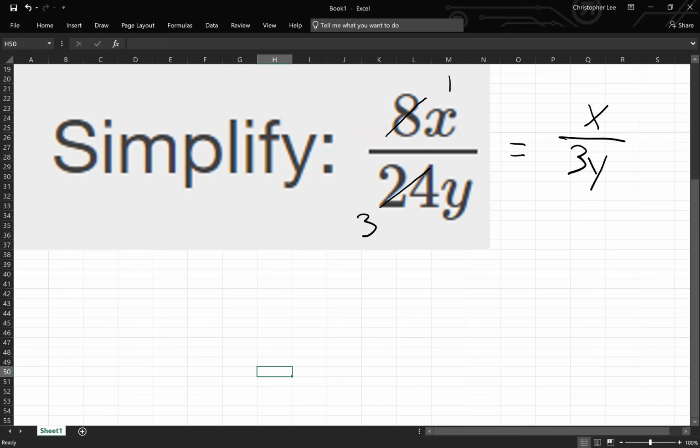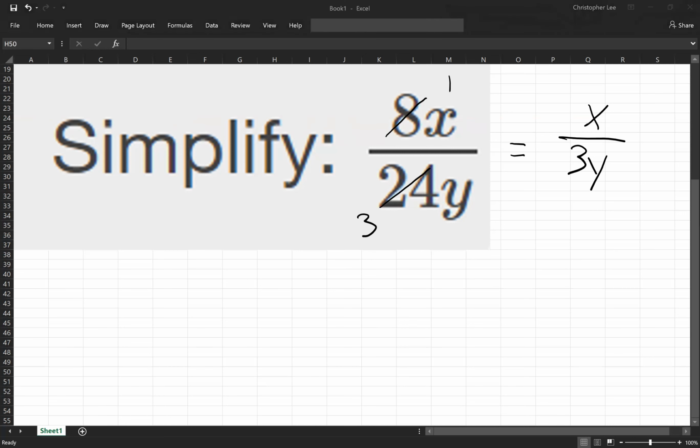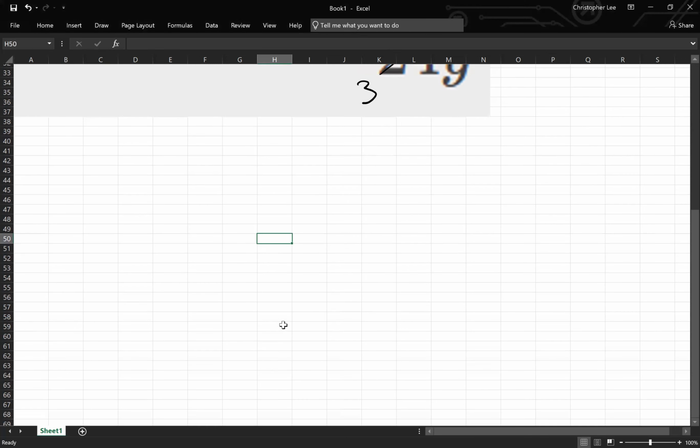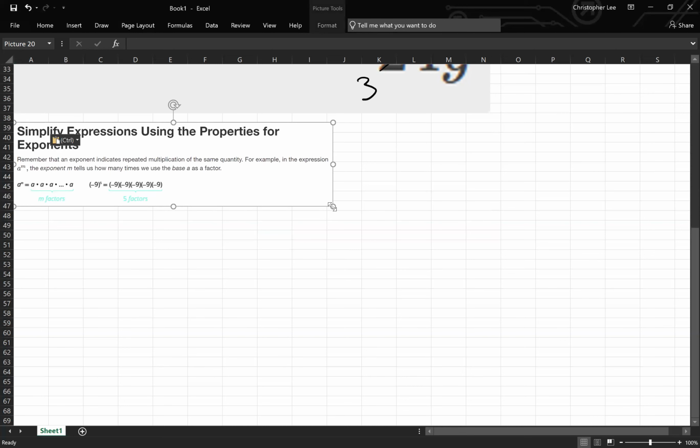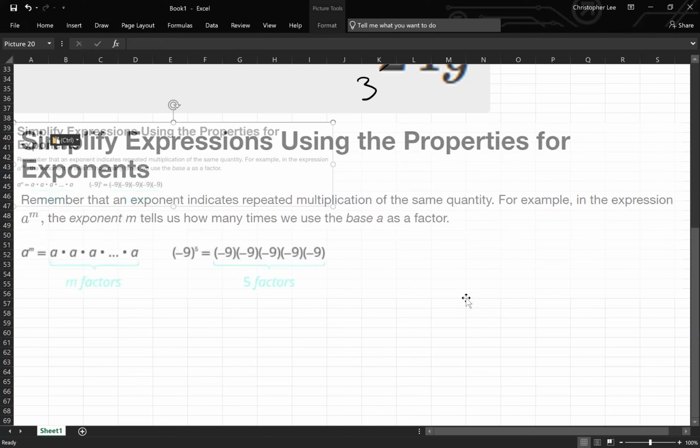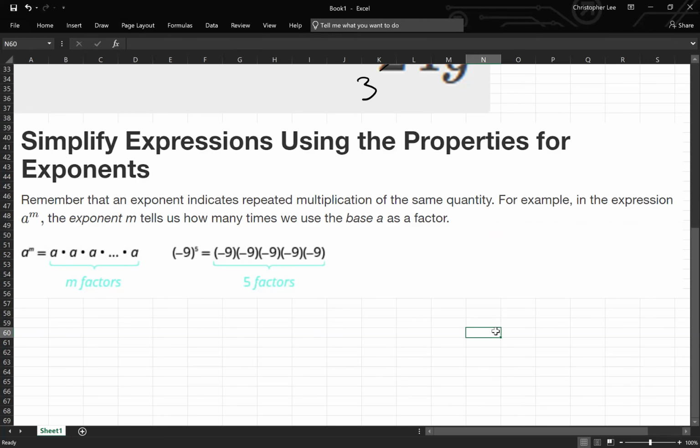All right, let's take a look at what we're getting into today. Get ready, get ready, get ready. So we're going to be simplifying expressions using properties of exponents. Yikes. So let's talk about this. So remember that an exponent indicates repeated multiplication of the same quantity. For example, in the expression a to the m power, the exponent m tells us how many times we use the base a as a factor, right? So a to the m is equal to a times a times a, m times, right?